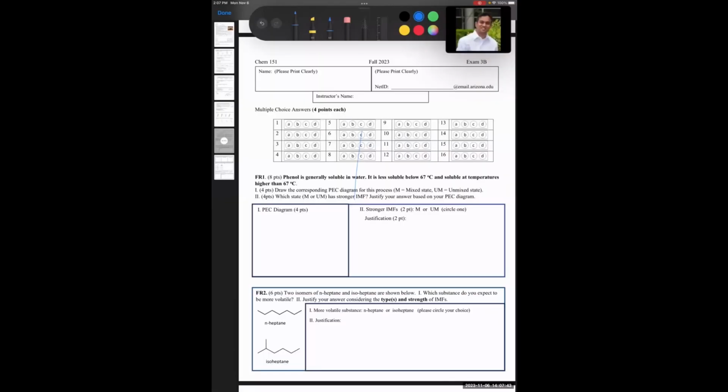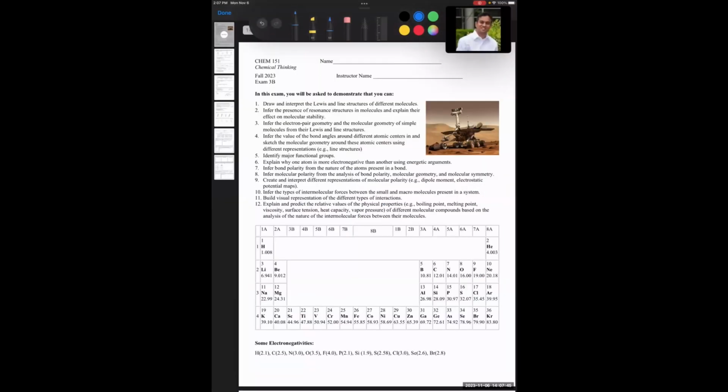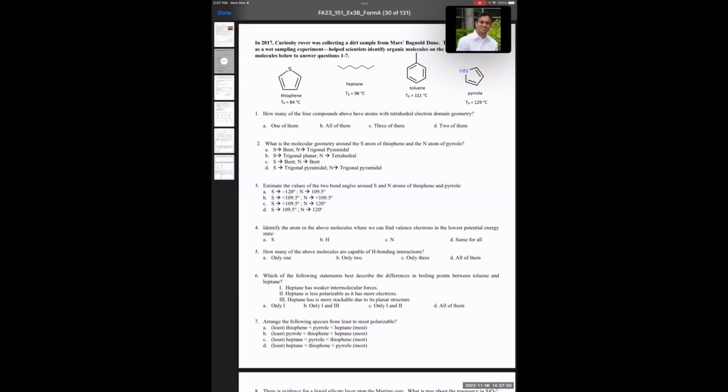All right, so let's go over some questions from exam 3B. Okay, question 1. How many of the 4 compounds above have atoms with tetrahedral electron domain geometry? So tetrahedral electron domain geometry means you have 4 electron domains around them.